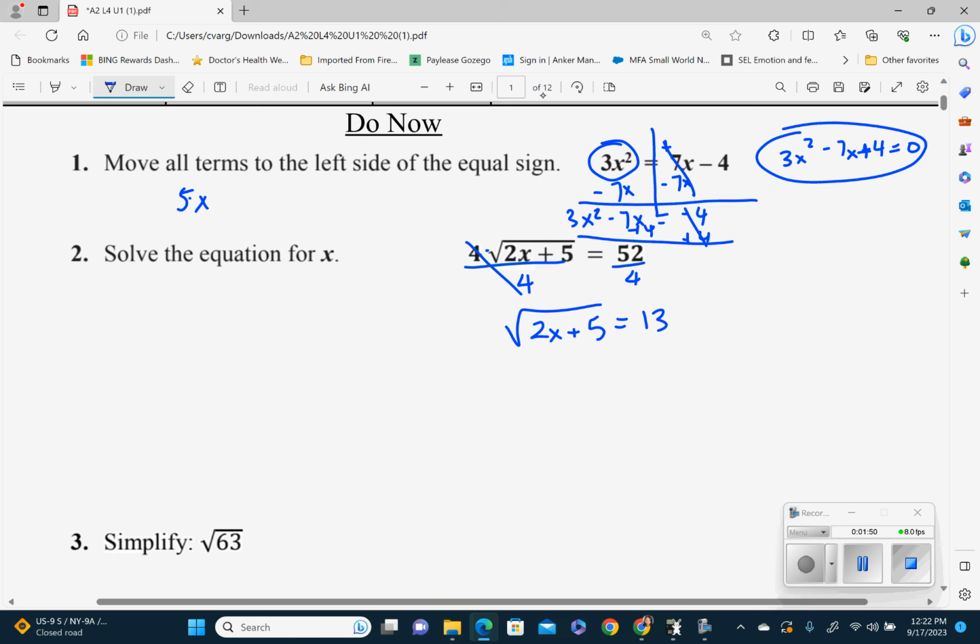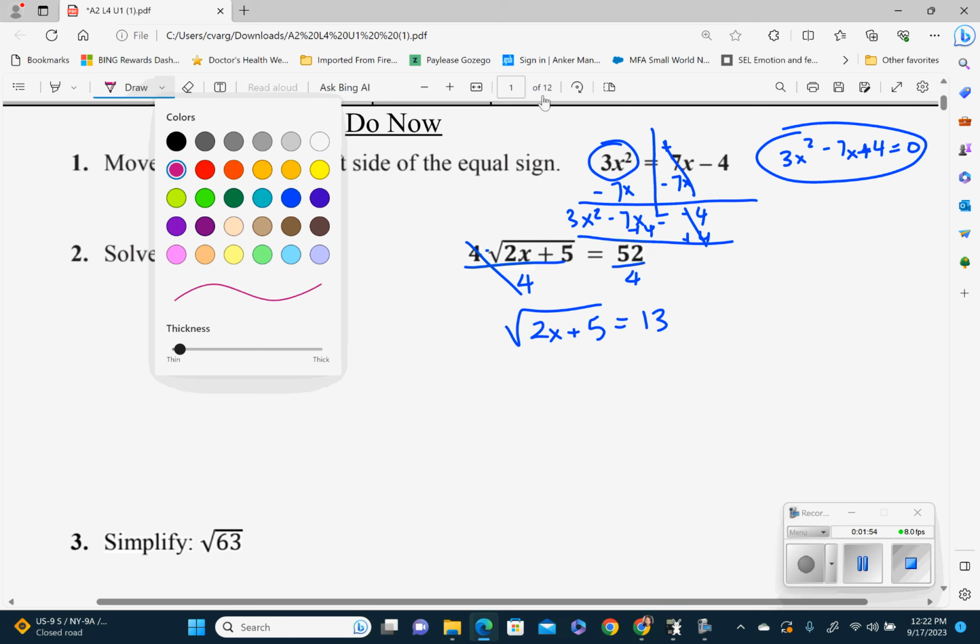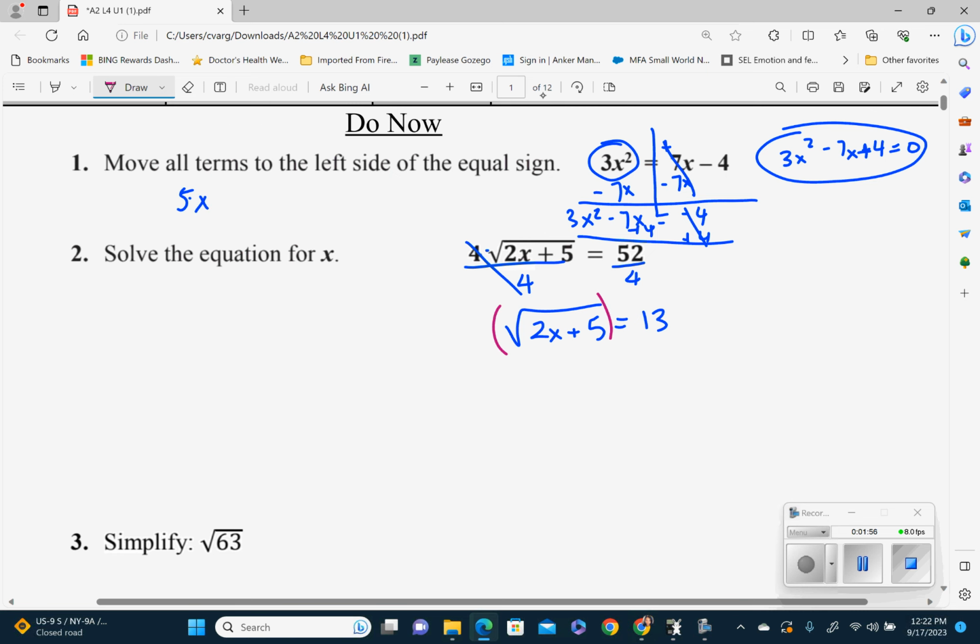So reminding you from what we did last time in class, we want to take this square root and get rid of it. So how do you get rid of it? The opposite of square root is to square both sides. We're going to square. So that allows us to cancel these out. And so you're left with 2x plus 5 is equal to 13 squared. 13 times 13 is 169.